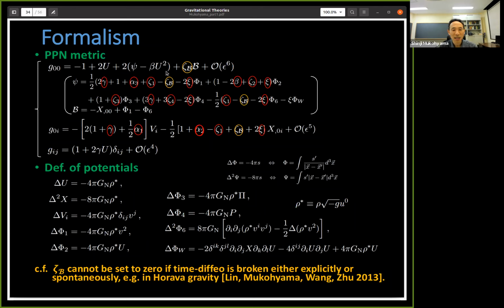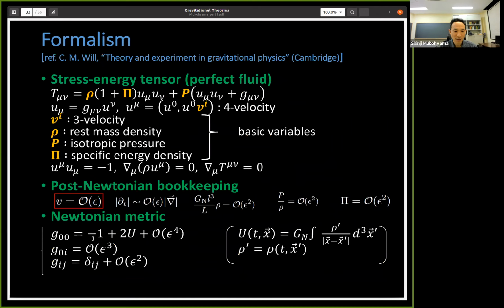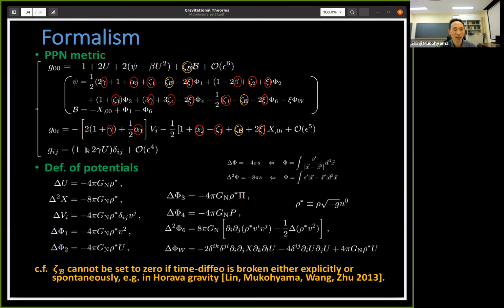This part is order epsilon to the 4, and this is epsilon cubed. Okay, this part, and we also need to introduce an epsilon squared part here. Okay, this is this one. Perhaps you can have a look at these definitions later on my slides, which will be on the website of the conference.